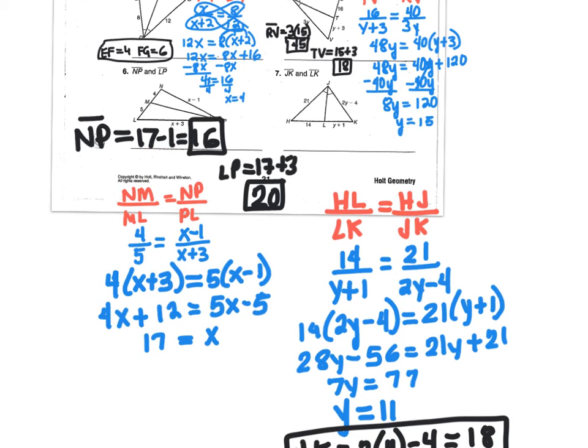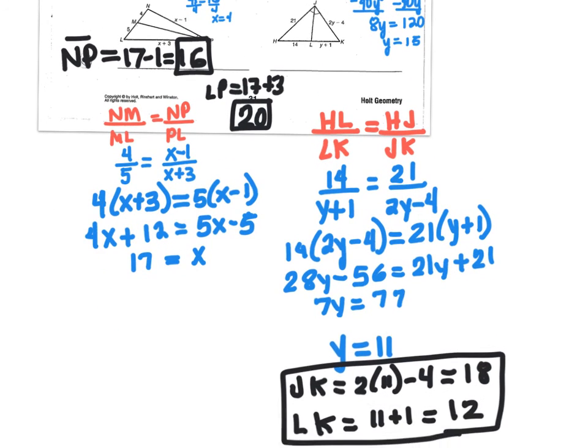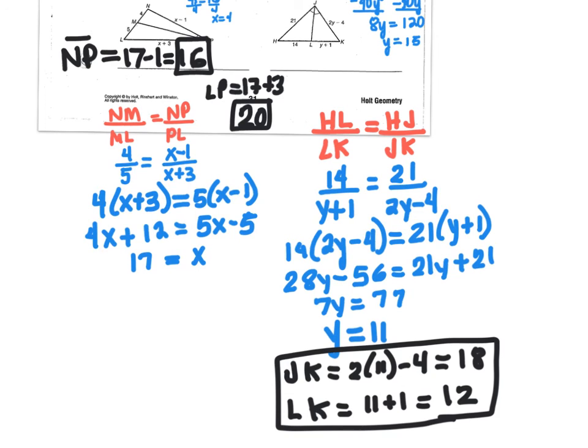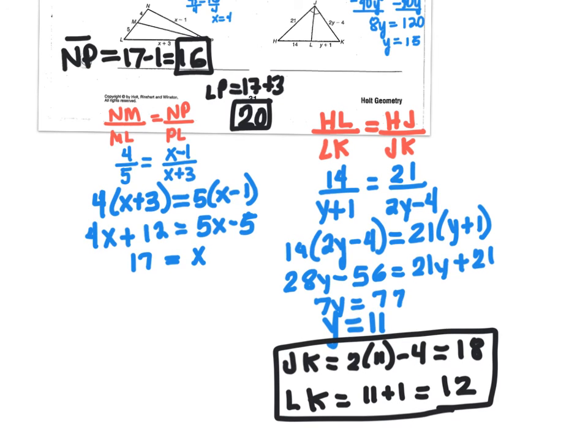For number 7, it's supposed to be HL is to LK as HJ is to JK. When you cross multiply, it's 14 times 2y minus 4 and 21 times y plus 1. When you distribute, it's 28y minus 56 equals 21y plus 21. You subtract 21 from 28 is 7, and you add 56 to 21, and that's 77. y is equal to 11. And the answer for that problem is JK is 18 and KL is 12.